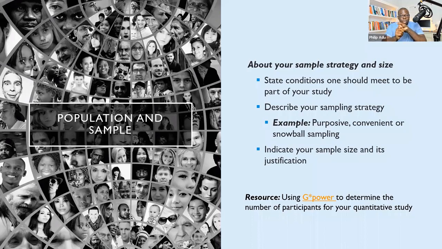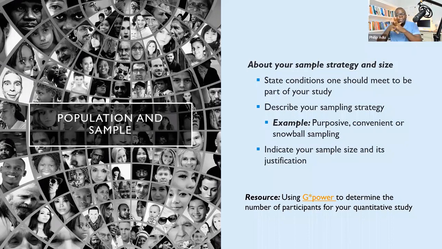They should be all female if you are focusing on only females. So giving specific inclusion criteria, what condition do you think a participant has to meet for them to be part of the study? What are the exclusion criteria? What are the things that disqualify them to be part of your study? That will help readers to know who exactly your participants are for your study.